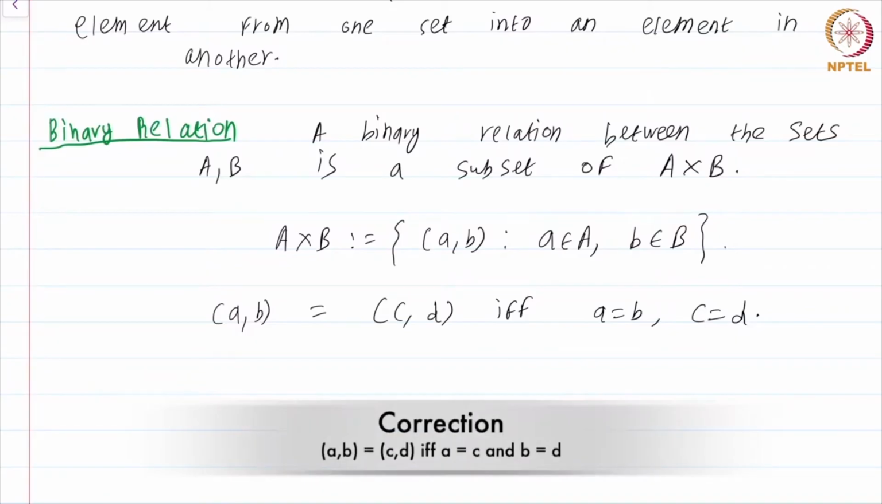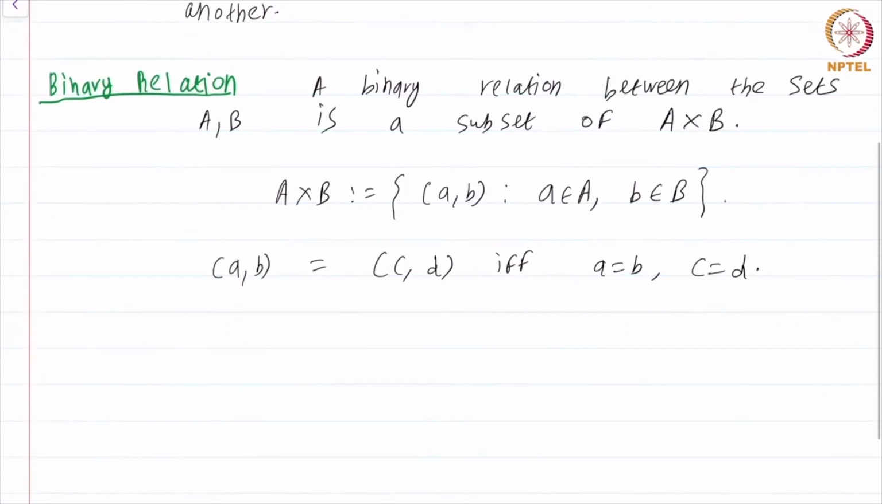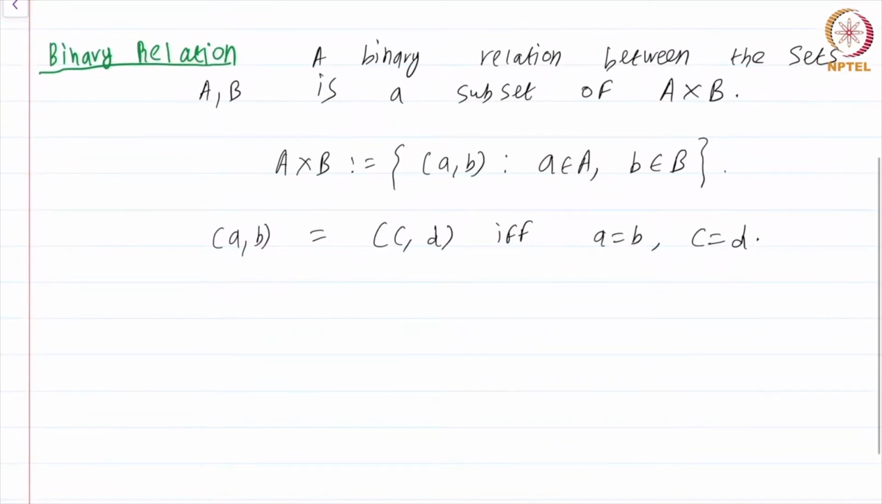A set, if you recall, has no ordering within it. There is no notion of first element or a second element. Whereas ordered pairs have the notion of a first coordinate and a second coordinate. Two ordered pairs are equal only if their corresponding first and second coordinates are also equal. So a binary relation between the sets A and B is just a subset of A cross B.